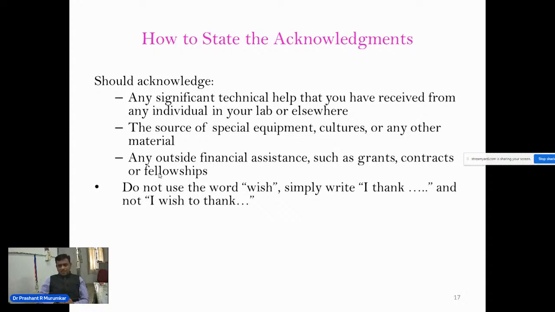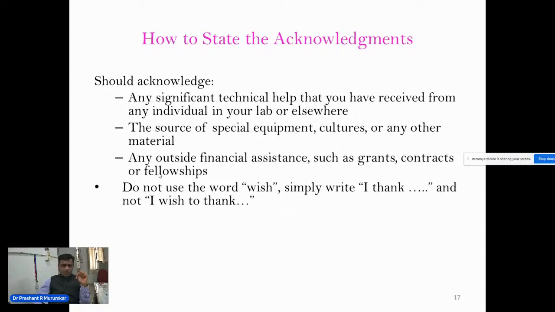Then there are certain sections where it is up to the writer what to write, particularly the acknowledgement section. Now in some cases you will find that you have taken help from some other researchers in the form of some chemicals, or you must have got some technical help from other researchers, and this researcher is not a co-author. In that case you should state or acknowledge his help.